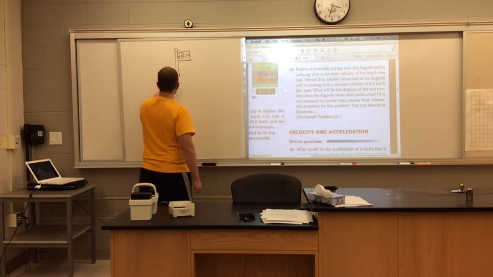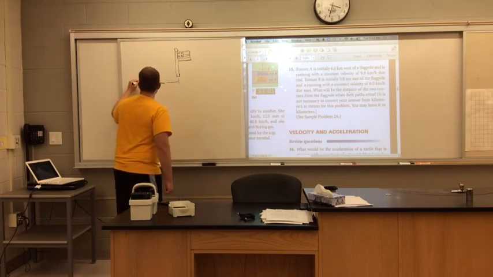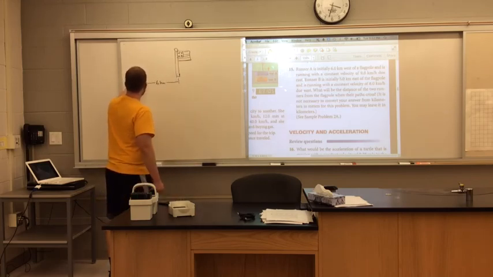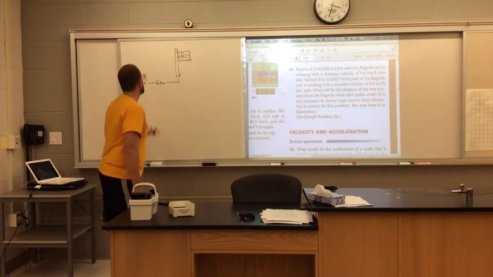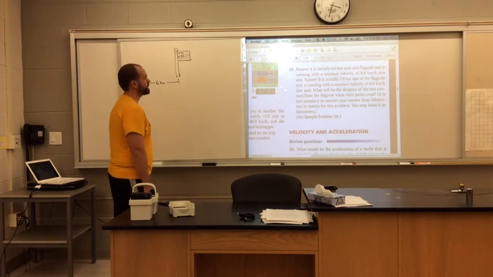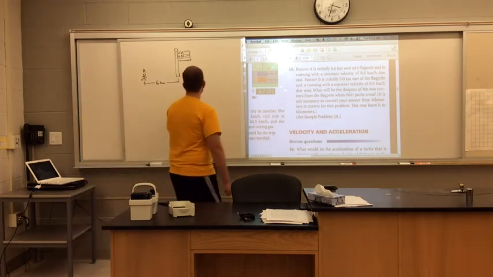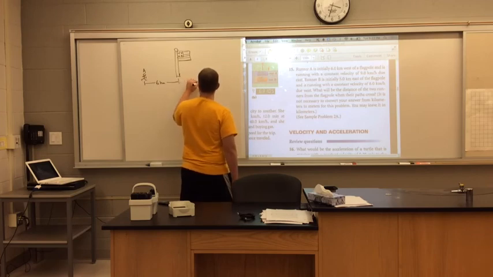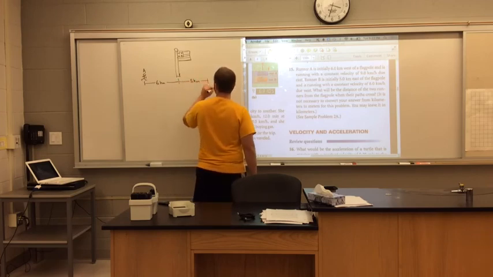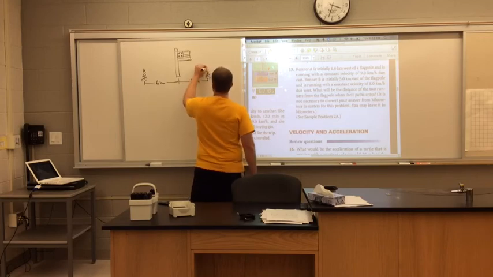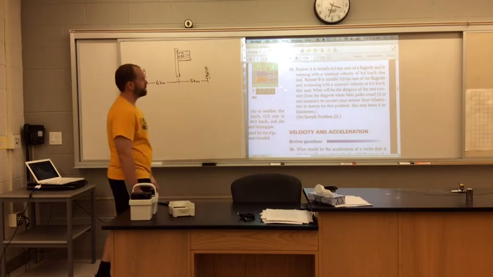6 kilometers to the west, we have runner A, getting ready to go. I'll label it A. Runner B is 5 kilometers to the east. We've got runner B, and runner B is ready to go.